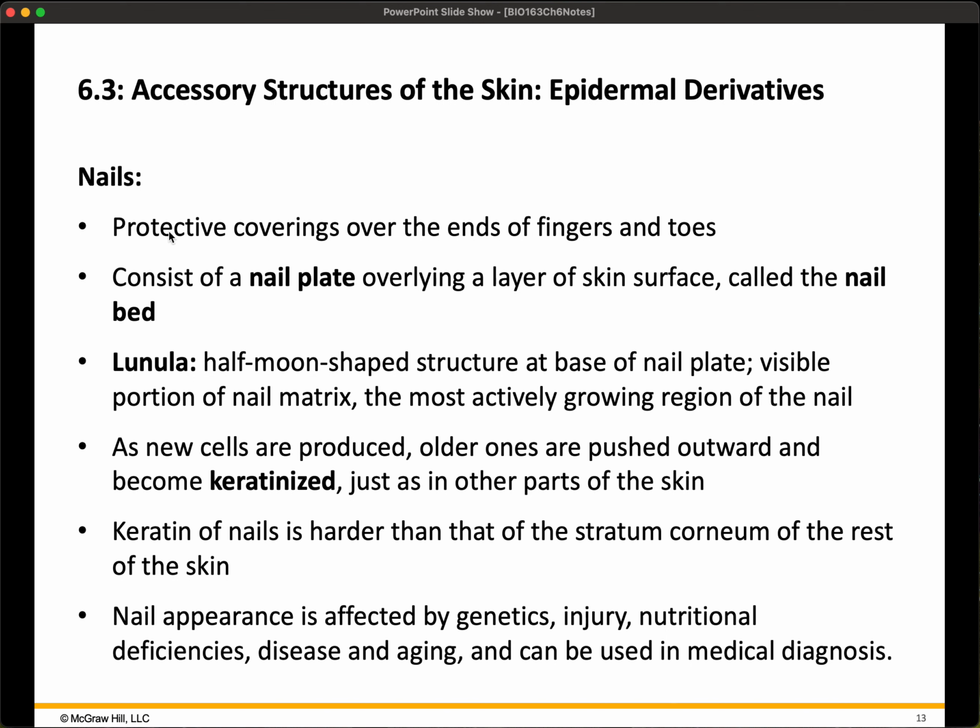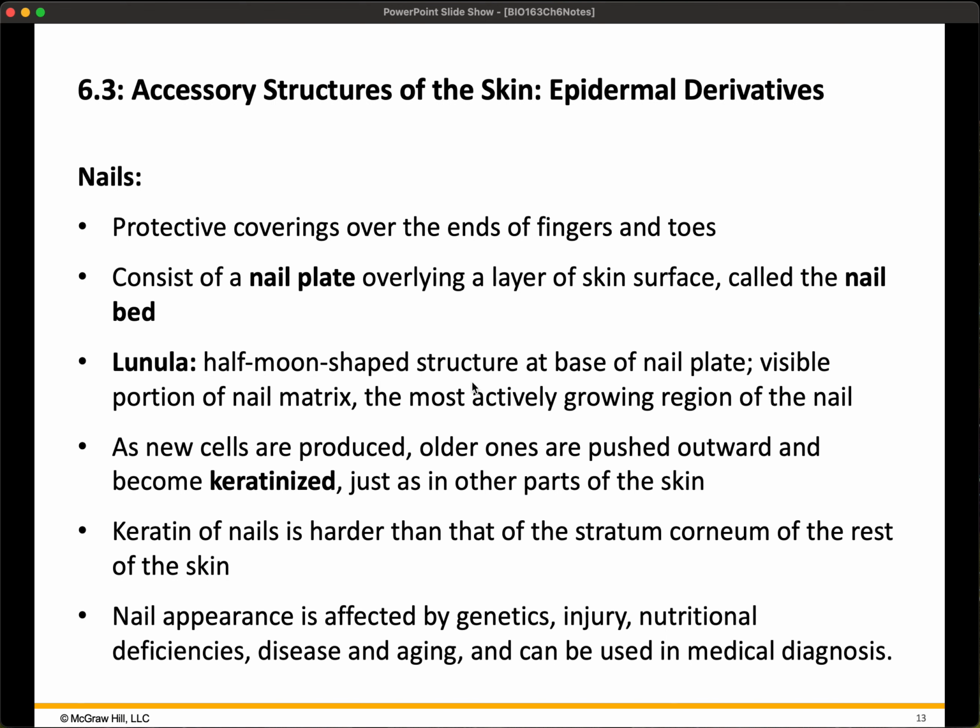So nails are protective coverings over the ends of your fingers and toes. They have a nail plate that covers the skin. We also call that the nail body. The layer of skin underneath is called the nail bed because you lay your body on your bed. So the nail bed is the layer of skin that your hardened nail plate is actually covering. You can push down on the nail body and see how blood is pushed out of the nail bed, and then when you let up, it returns to that pinkish color.